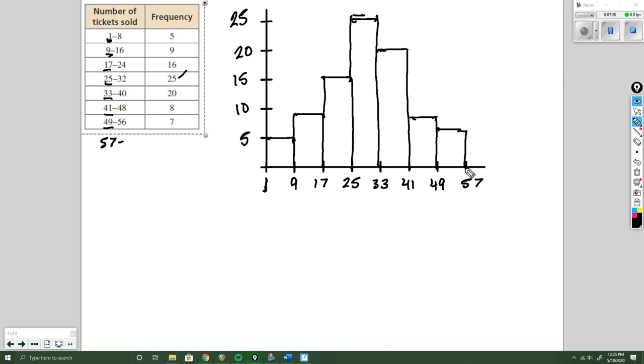So by the time you're done, you should have a histogram that looks something like this, hopefully a little bit neater. Now, based on this histogram, we can see that this data display is relatively symmetric. Okay, not perfectly symmetric, but relatively symmetric.